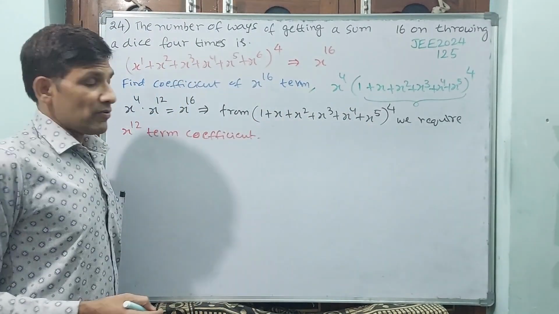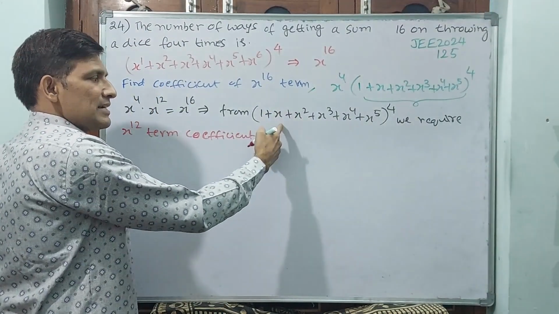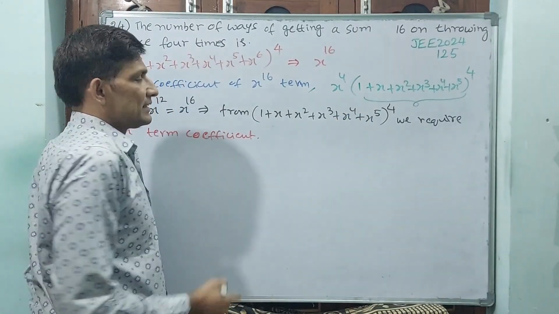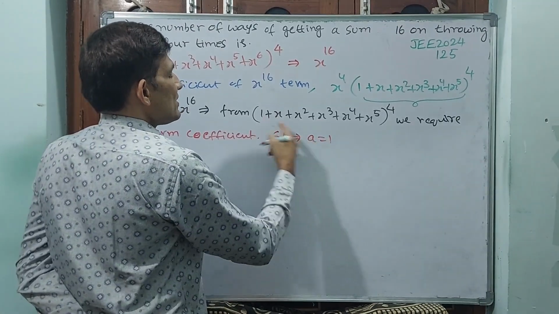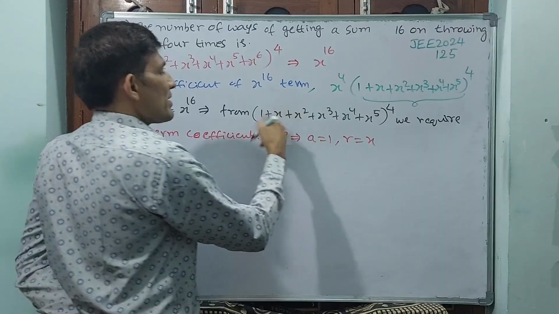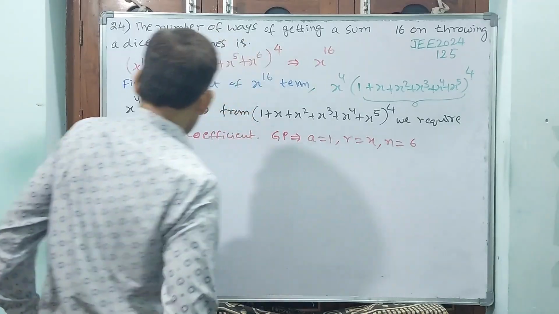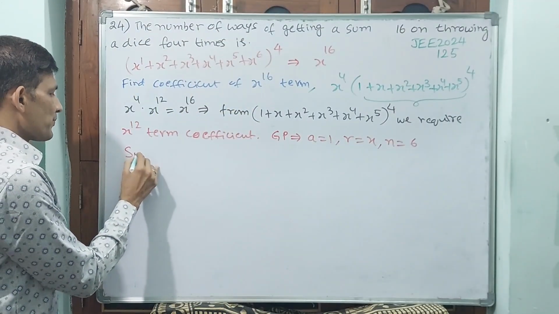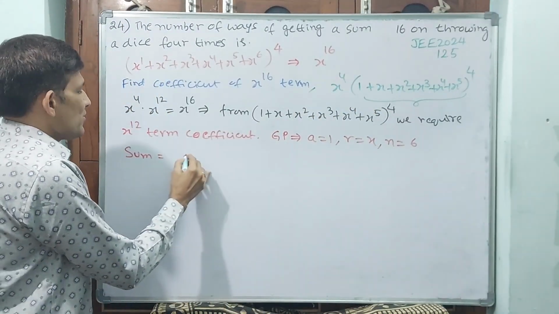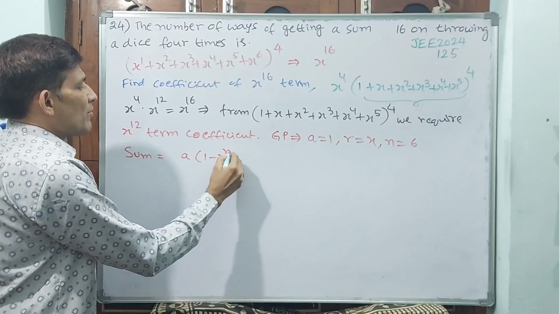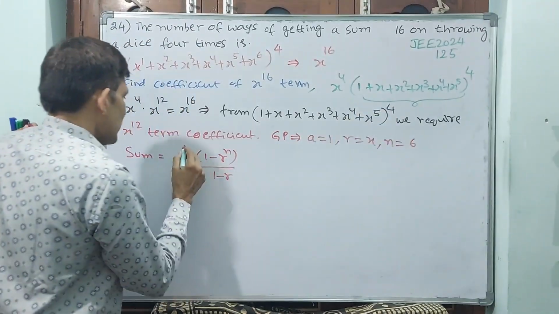See how we are going to find x to the power of 12. Is it a geometric progression? Definitely. Why? Because x by 1 is x, x square by x is x, x to the power of 5 by x to the power of 4 is x. Then geometric progression implies a is equal to 1, and r is equal to x, the common ratio, and the number of terms is 6, because 1, 2, 3, 4, 5, 6. Now see, the sum is equal to a into 1 minus r power n by 1 minus r, the general formula, but here power 4 is also there.